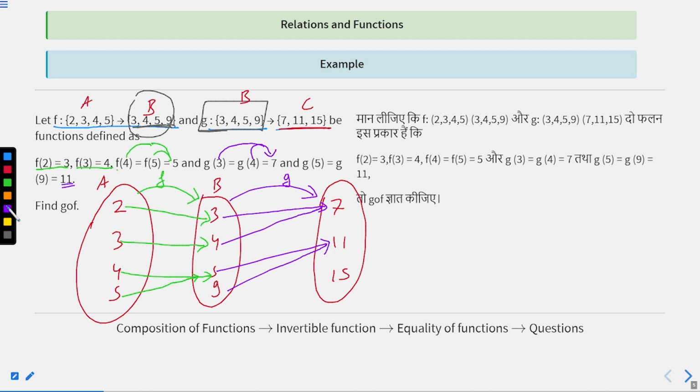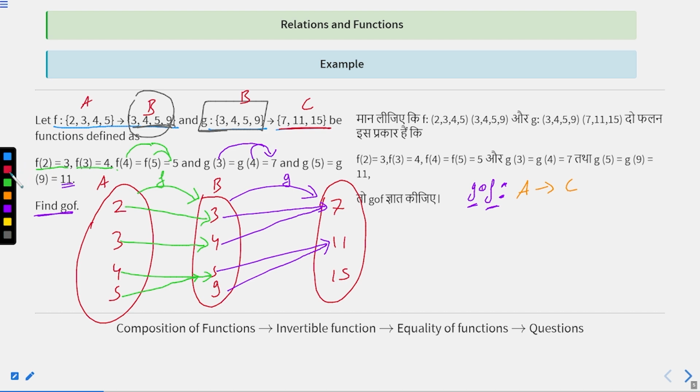Now from this diagram, if you find g of f of x, what will be my input? First of all, g of f will be from where to where? If you know that f is from A to B and g is from B to C, then g of f will be from A to C. So I can write A to C. Is this clear? Quite easy.